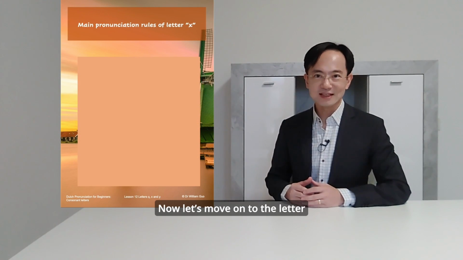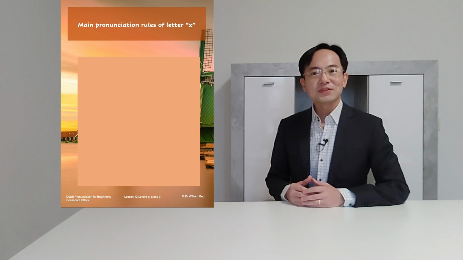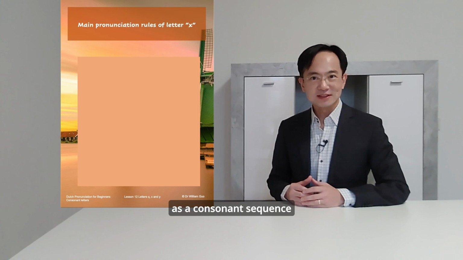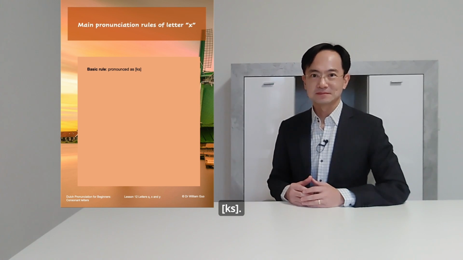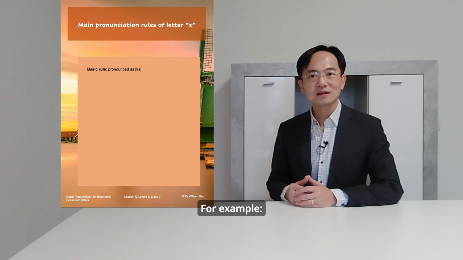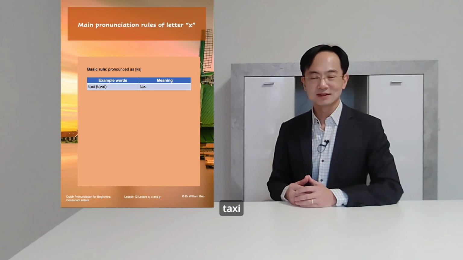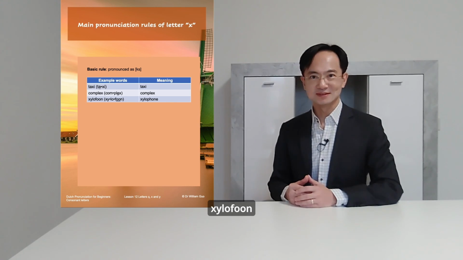Now let's move on to the letter X. This is generally pronounced as a consonant sequence KS. For example, taxi, complex, xylophone.